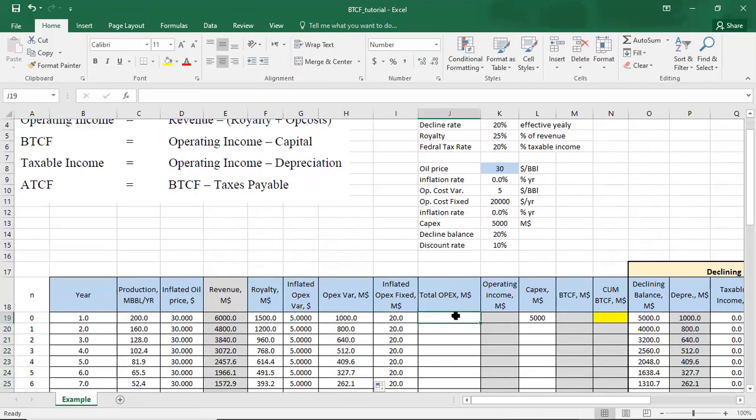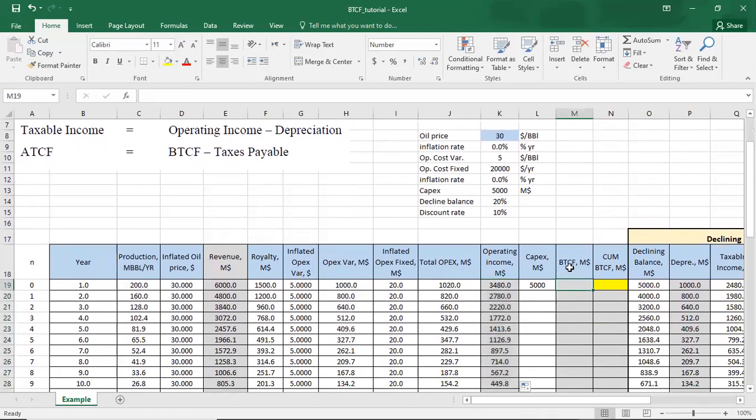Then we calculate the total operating cost, which is equal to the variable operating cost plus the fixed operating cost. Then we will calculate the operating income, which is equal to revenue minus royalty minus total OPEX. Then we will calculate the before tax cash flow, which will be equal to the operating income minus the CAPEX.